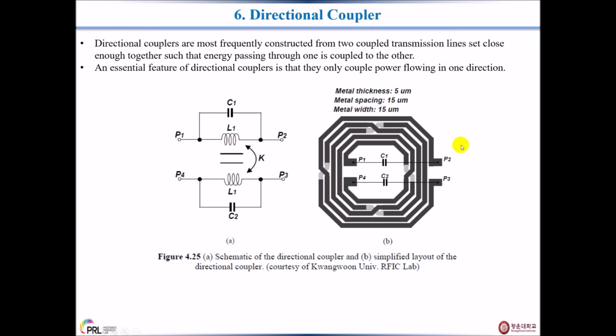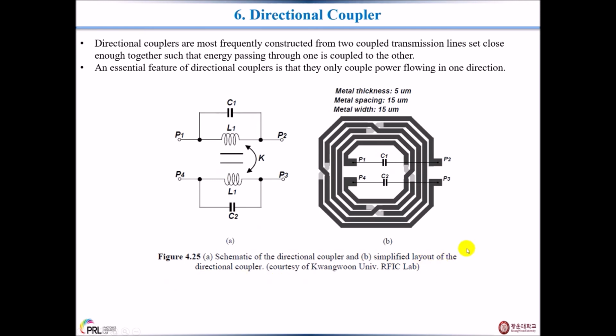Directional couplers are most frequently constructed from two coupled transmission lines set close enough together such that energy passing through one is coupled to the other. An essential feature of the directional coupler is that it only couples power flowing in one direction. This is the schematic diagram of the directional coupler, and this is the simplified layout of the directional coupler.